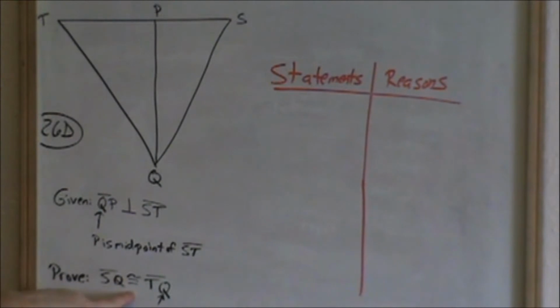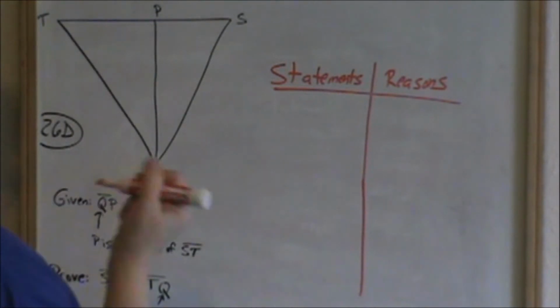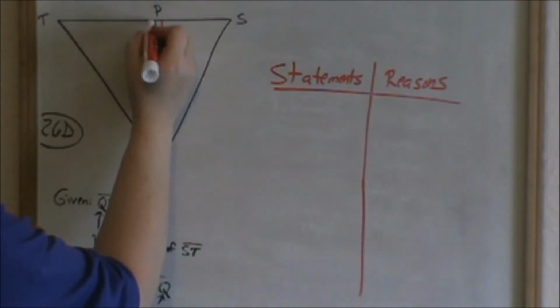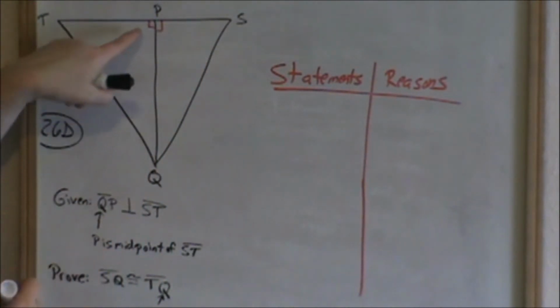Alright, notice we are not trying to prove two triangles congruent, but we do have to prove two triangles congruent before we can write what we are really trying to prove. But our end goal is to prove that line segments are congruent. So let's go back to the givens and mark our triangle. QP is perpendicular to SP. Perpendicular lines form right angles. So mark in your picture that these are right angles.